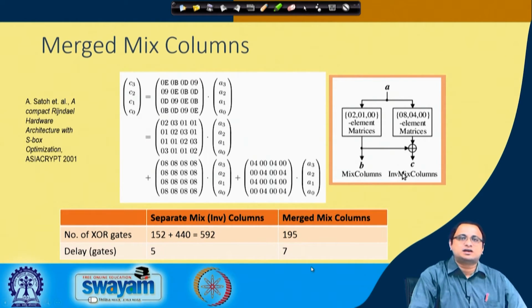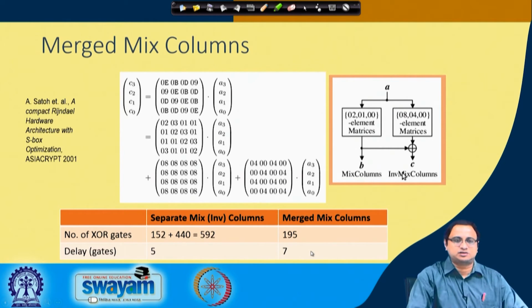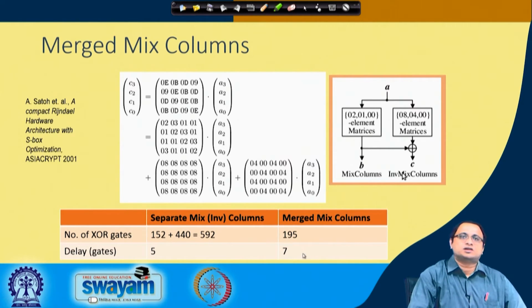There is a slight increase in the delay, because now the critical path will slightly increase, but the critical path increase is not as much as the saving that you get. For example, it goes from something like 5 gate units to 7 gate units.